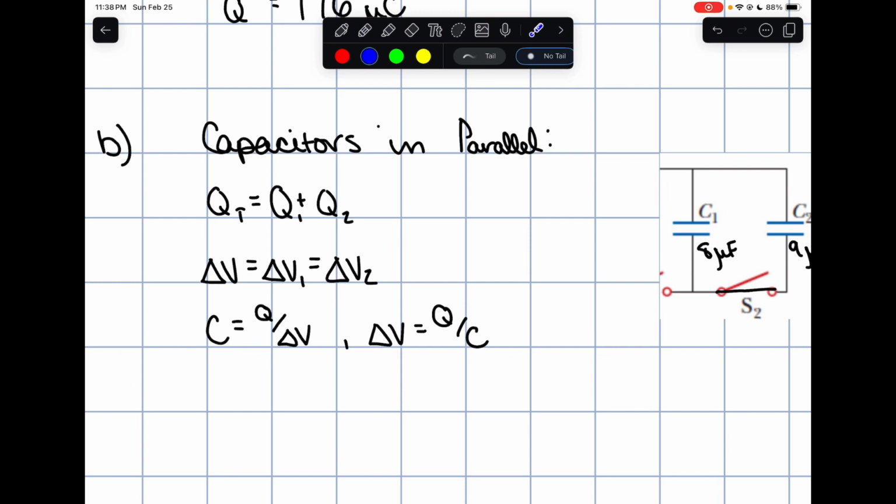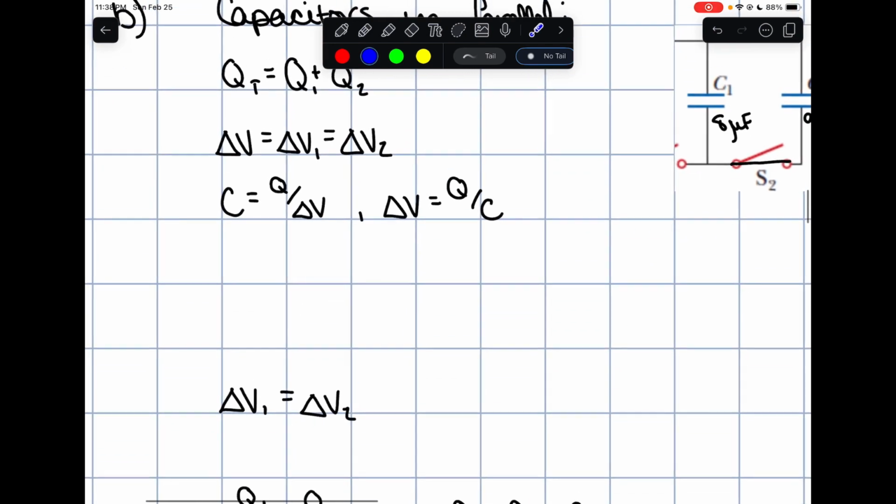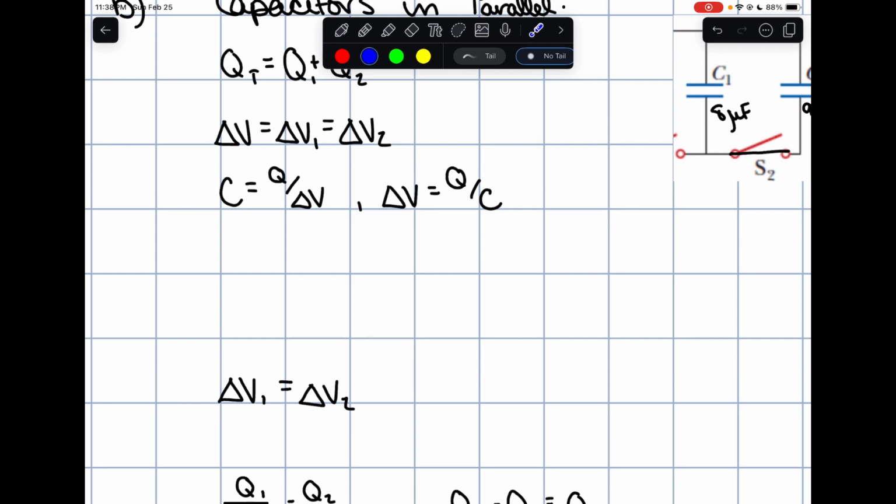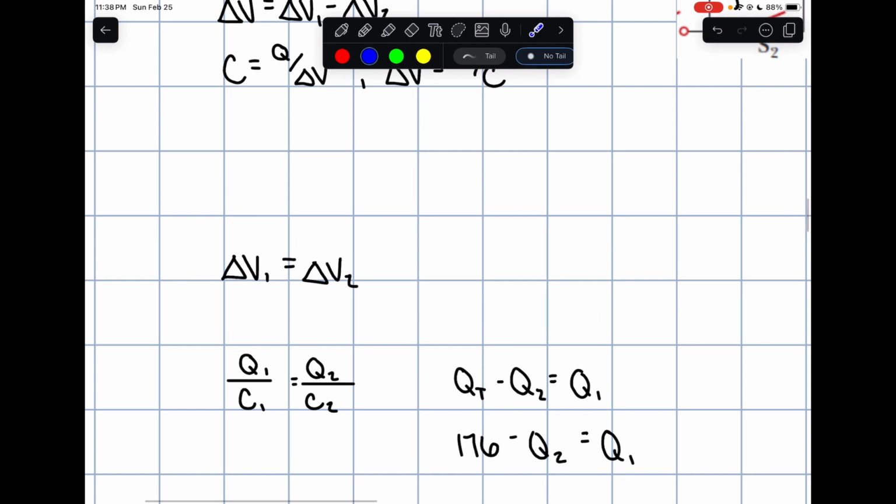So now, how do we put this all together? Well, since we know that the voltages should be equal between them, we can start by setting them equal to each other. Just find an equation that will help us solve for charge. So we can start with change in V1 is equal to change in V2. From there, we can use this equation that we derived and plug it into the change in V. From there, we get Q1 over C1 equals Q2 over C2. But we only know C1 and C2, so we have two unknowns in this problem.